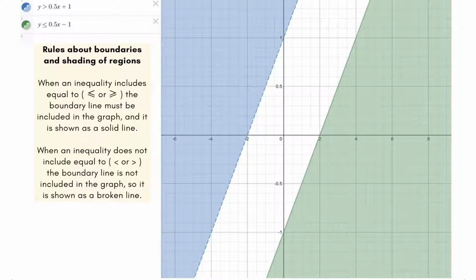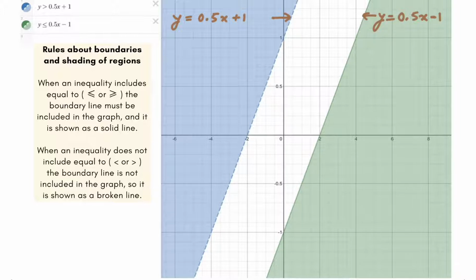In this example, we have two lines which are tilted. The equation of the solid line is y is equal to 0.5x minus 1, and that of the broken line is y is equal to 0.5x plus 1.